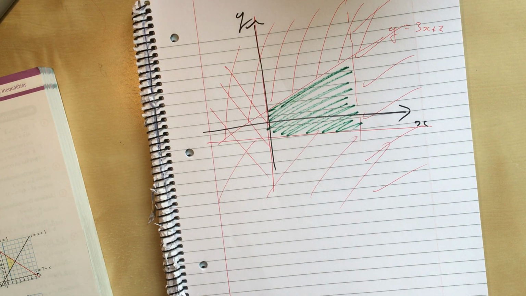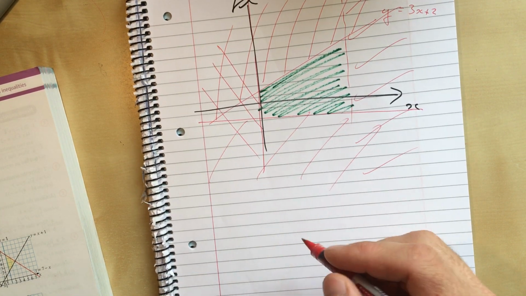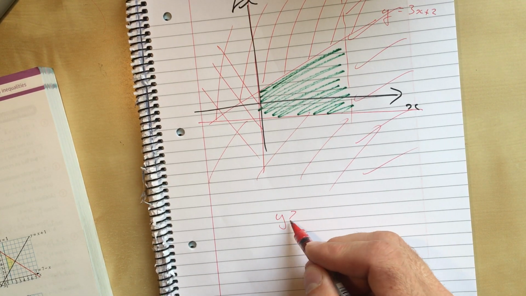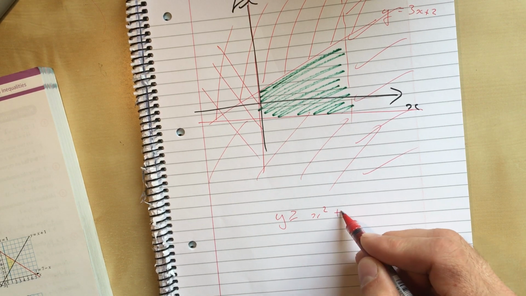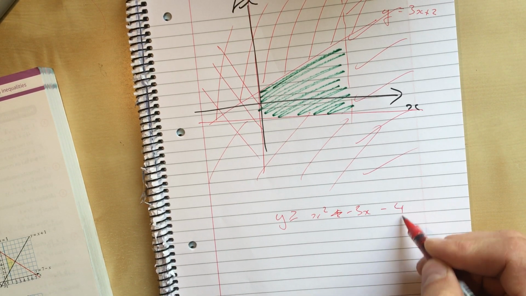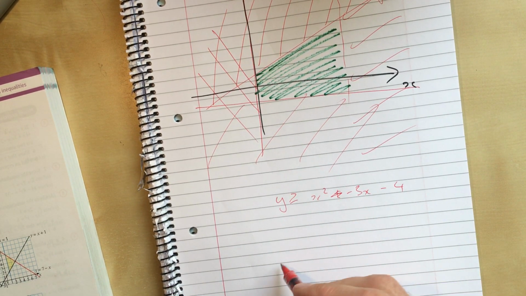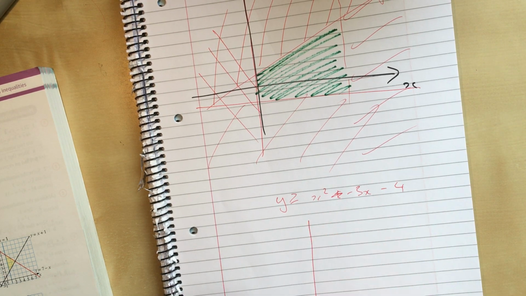If y is greater than or equal to the curve, you want to be above it. If it's not obvious, just check a point. So let's say we've got y is greater than or equal to x squared minus 3x minus 4. Well, if I draw y equals x squared minus 3x minus 4, it looks like this.